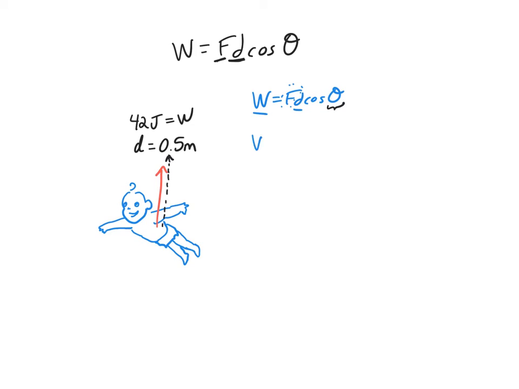So work is equal to F, we don't know, D we know. Cosine of 0 is 1, positive 1. So work is 42 is equal to our force, and our distance was 0.5. So what did we get? We get 84 newtons. Kind of a lot of force to apply to that baby, but hey, we did it. Box it up.